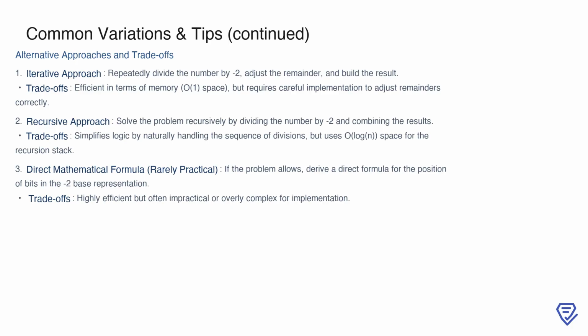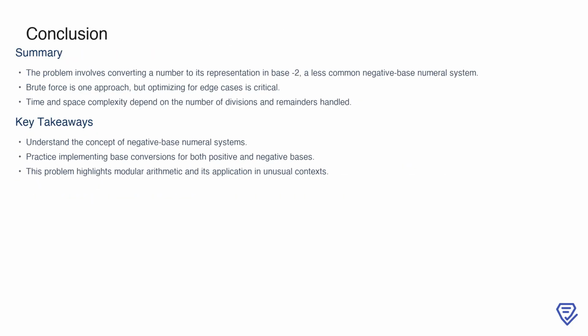The recursive approach simplifies the logic by naturally breaking down the problem into smaller subproblems, making it easier to manage the sequence of operations. However, it uses O(log n) space because of the recursion stack, which can be a drawback for very large inputs. A third option is to derive a direct mathematical formula to determine the positions of bits in the base -2 representation. While this can be highly efficient, it's rarely practical due to the complexity of implementation. Each approach has its strengths and weaknesses, so the best choice depends on the specific requirements and constraints of the problem. Great job! We've successfully tackled problem number 1017, convert to base -2.